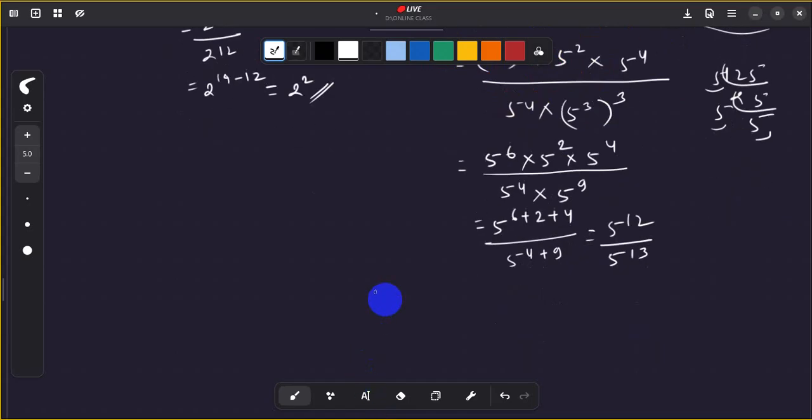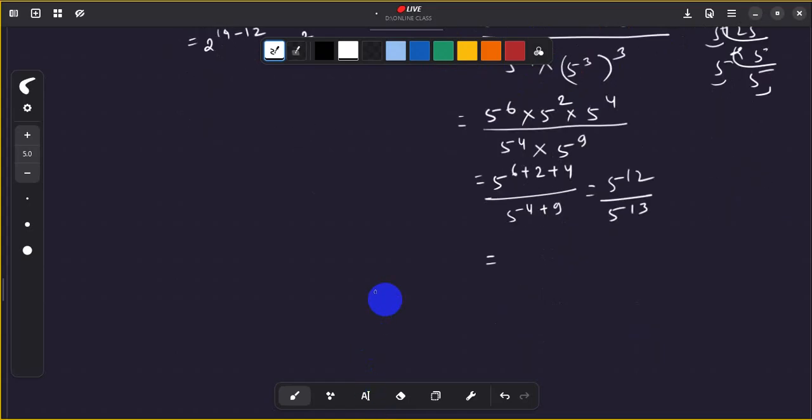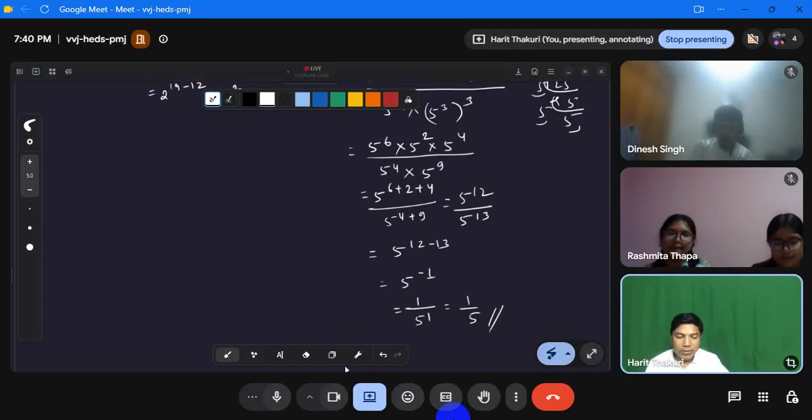And it is equal to 5 to the power 12 minus 13. Powers will be subtracted. It is 5 to the power minus 1. 12 minus 13 is minus 1. Then if there is a negative power of 5, it can be made positive just by taking the reciprocal. It is 1 by 5 power 1, which is equal to 1 over 5. So this is our answer.